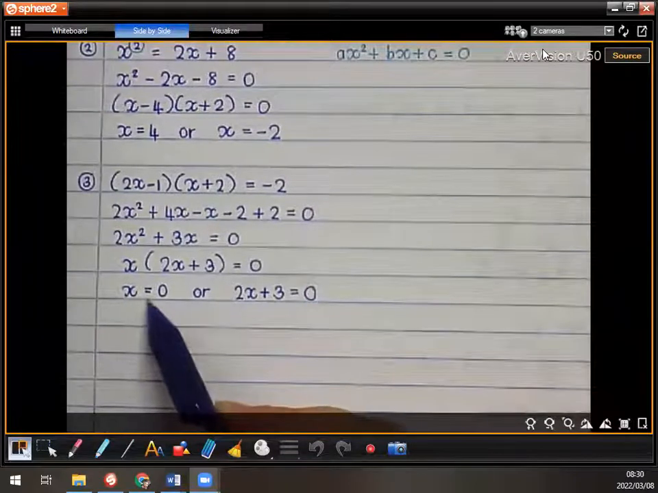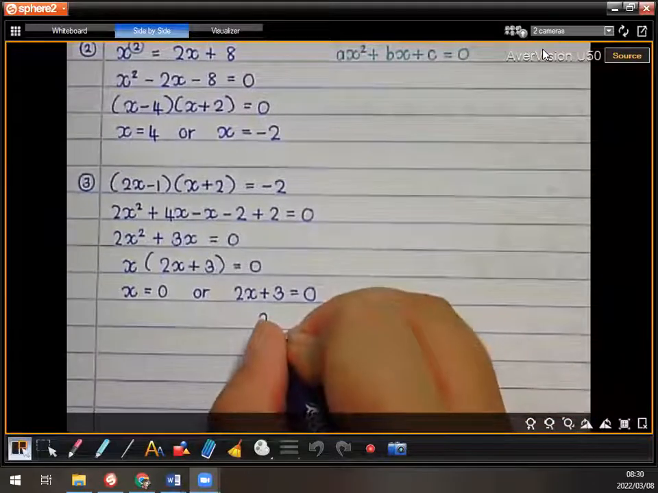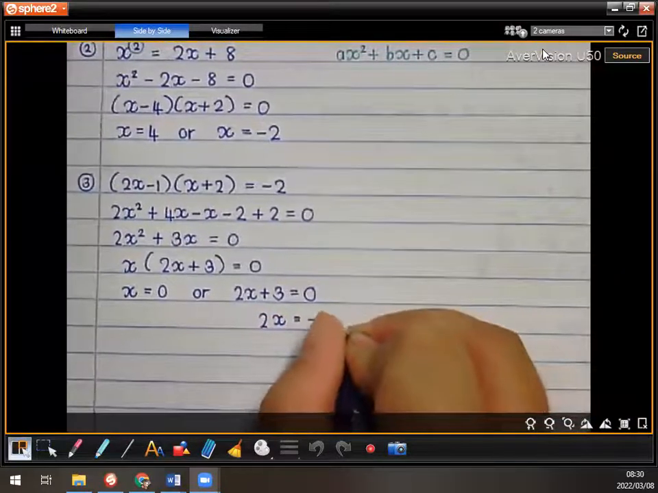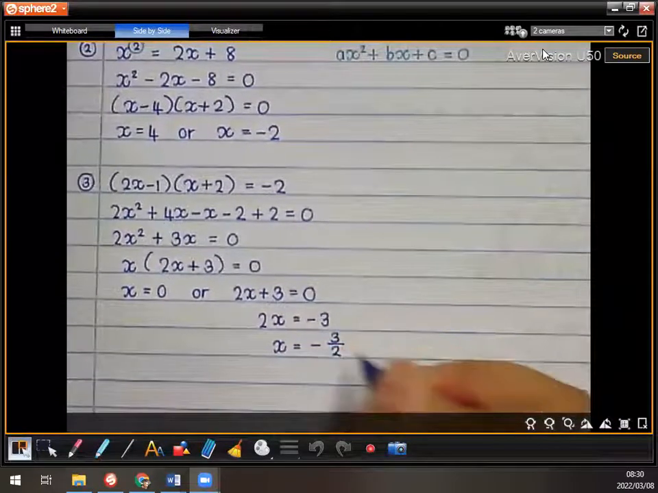Now here, obviously, x equals 0, that's already an answer there. I must make x the subject here. 2x is going to be equal to -3. So x is going to be -3 over 2.